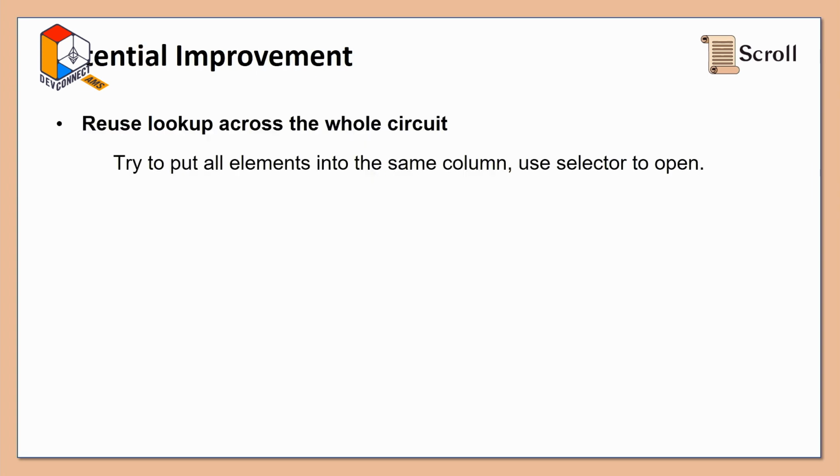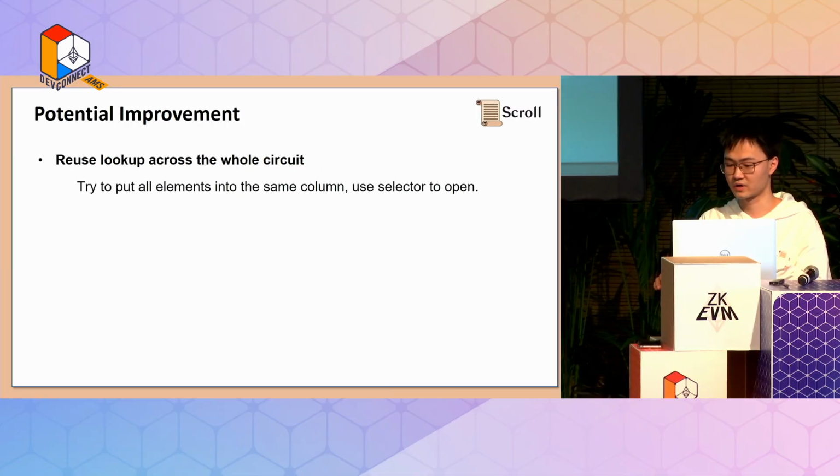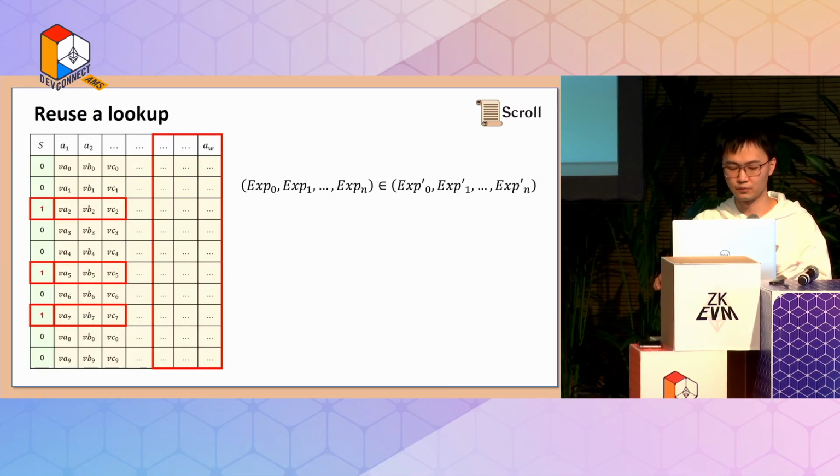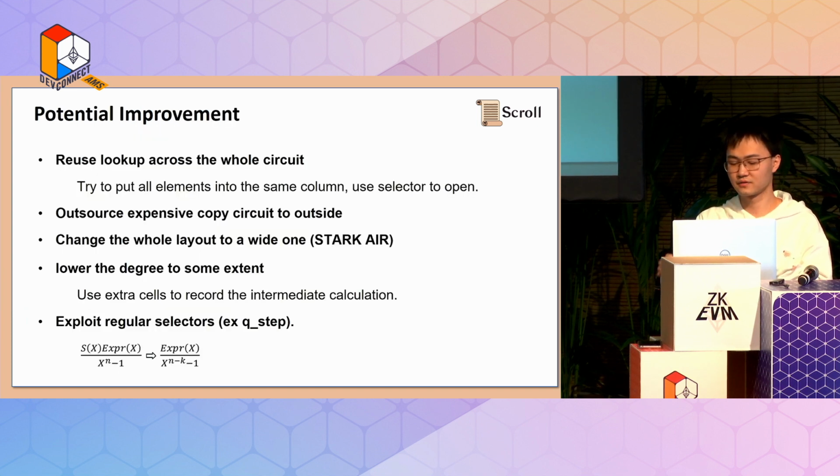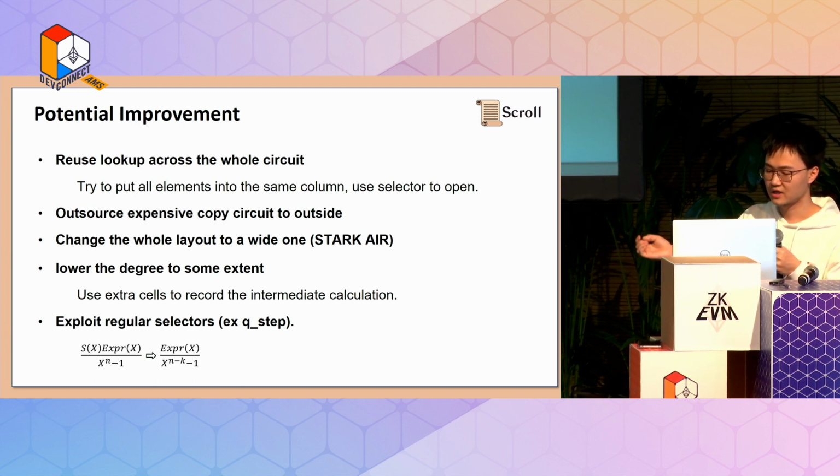Some potential improvements to our circuit layout: first, you can reuse the lookup across the whole circuit, because lookup really introduces a large overhead, for example by using one selector column. You can also move some expensive copy circuits outside, because you don't want to do all the constraints in the same circuit. And you can change the whole layout to a wider one.